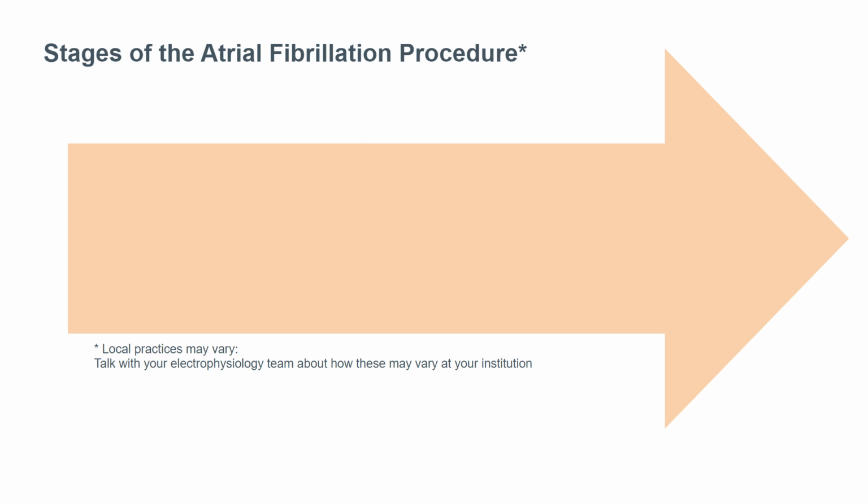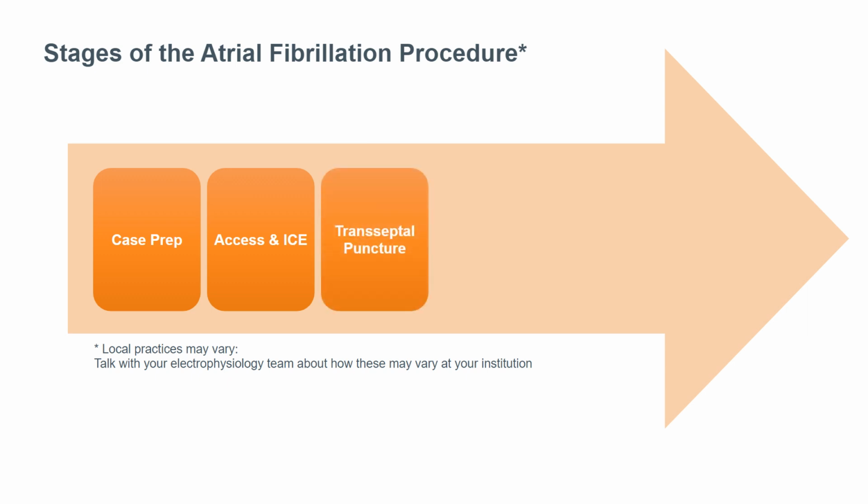Here is a typical workflow for the atrial fibrillation ablation procedure. Case prep typically includes setup of equipment, preparation of the patient, anesthesia induction, and intubation. Access includes sheath and catheter insertion, followed by introduction of an intracardiac echocardiography or ICE catheter. Transseptal puncture is then performed, and catheters are placed in the heart.